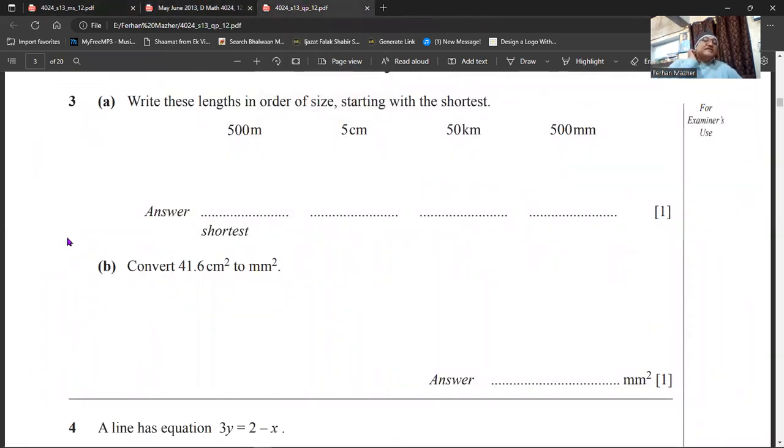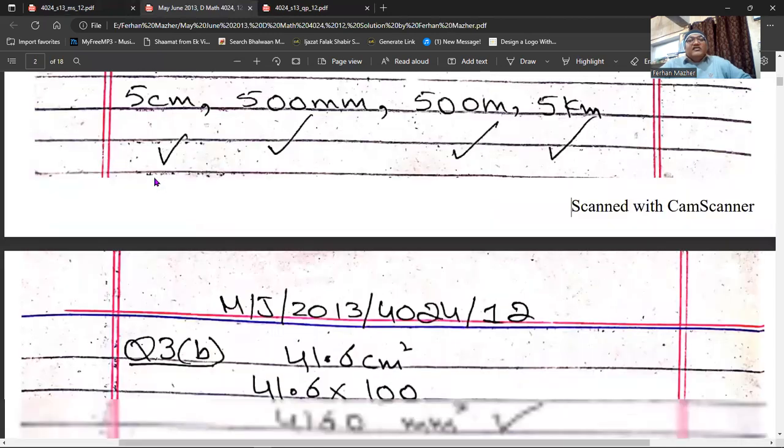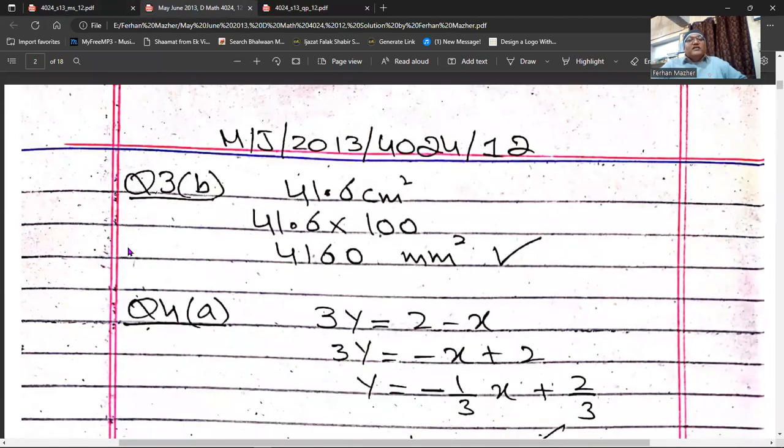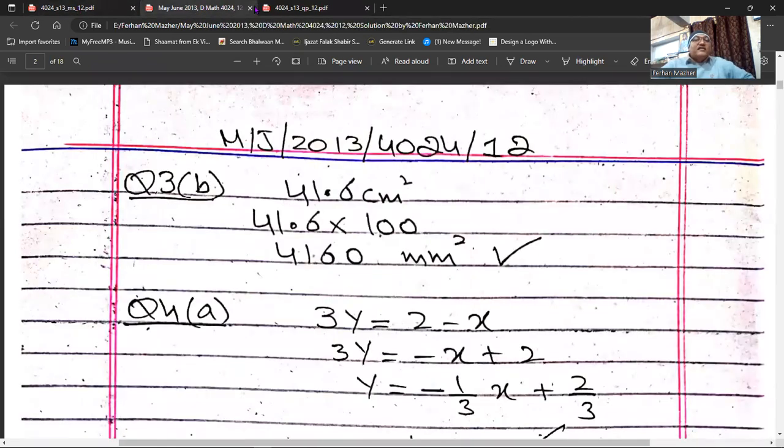Question number 3B. He says convert 41.6 centimeter square to millimeter square. You see, in 1 centimeter, there are 10 millimeters. Because we have centimeter square and we want to convert it into millimeter square, I will multiply by 10 multiplied by 10, that is 100. So I will multiply 41.6 by 100. We will have 4160 millimeter square, which is the right answer.